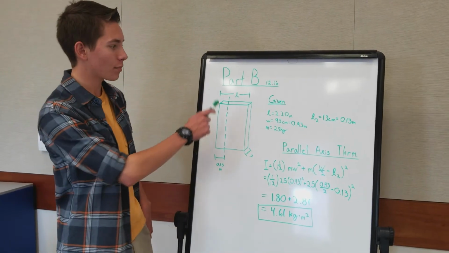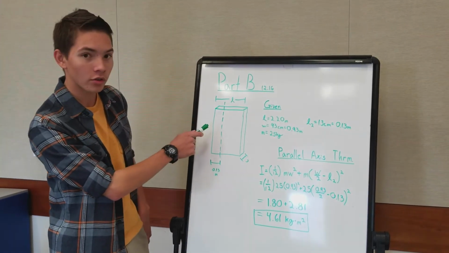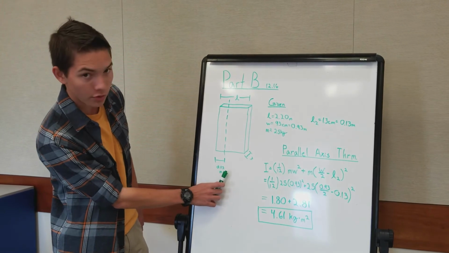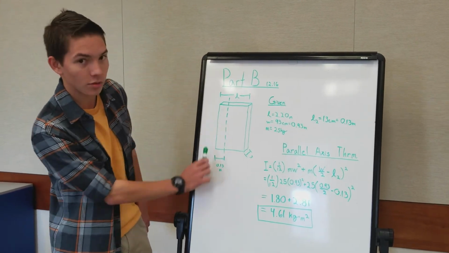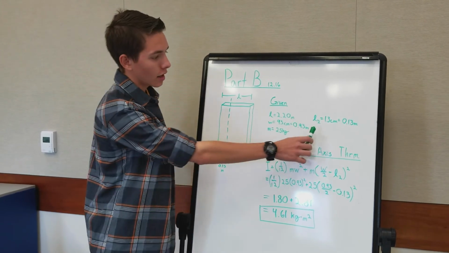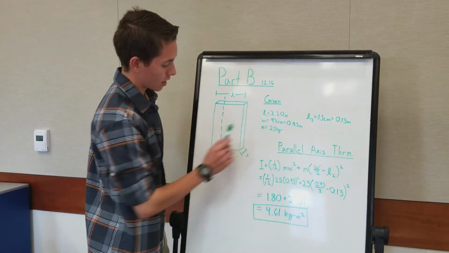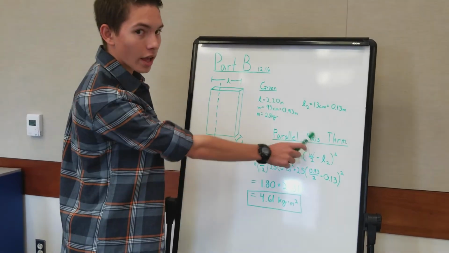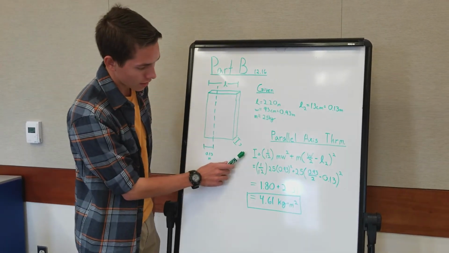In part B, we're asked to find the moment of inertia of the door as it rotates around this given axis, which is 0.13 meters away from the hinges in the previous problem. So here are our given numbers from the previous problem, as well as the second length, which is the distance from the edge to the axis of rotation. And by the parallel axis theorem, we get this equation here.